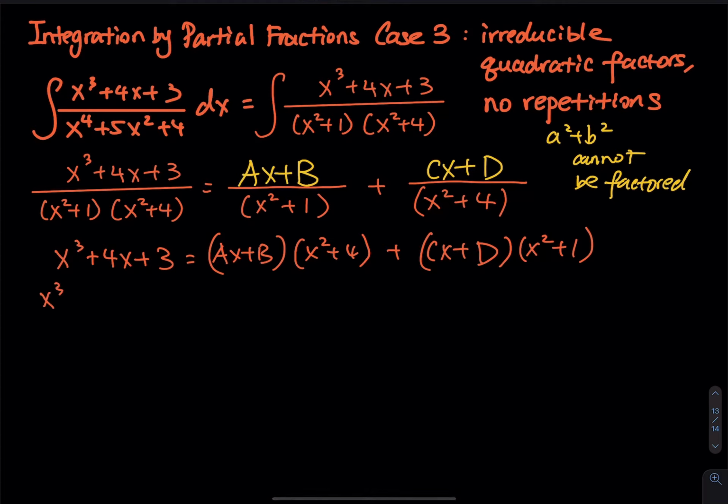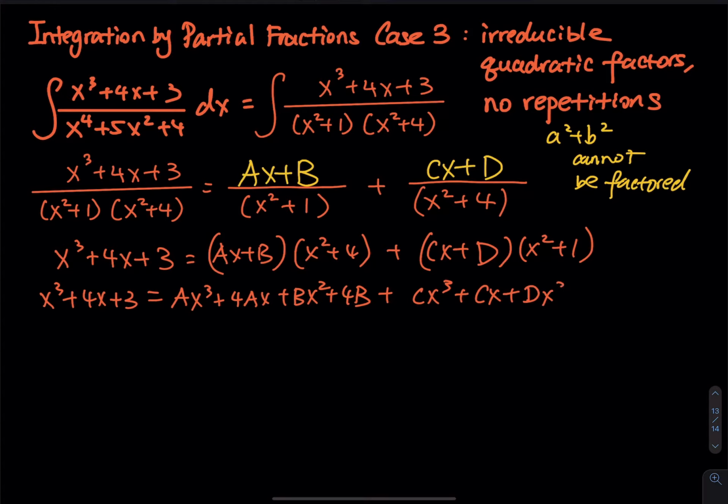So x to the third plus 4x plus 3 is equal to, open this up, ax to the third plus 4ax plus bx squared plus 4b plus cx to the third plus cx plus dx squared plus d. Oh, by the way, for the crazy algebra parts, if you make a little mistake, the entire problem is wrong. So just be careful. The day before you take the test, make sure you get a good sleep.